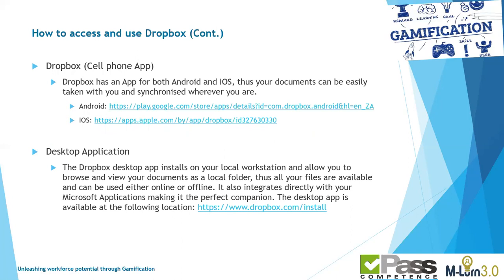So how to access and use Dropbox, part 3, the cell phone app. It's available for both Android and iOS, so you can take your documents wherever you are and have them constantly available for you. So it's on your desktop, it's on the website, and it's on your phone directly. You can download the apps and play with it. I permanently use it. It's just easy and nice to have it constantly available.